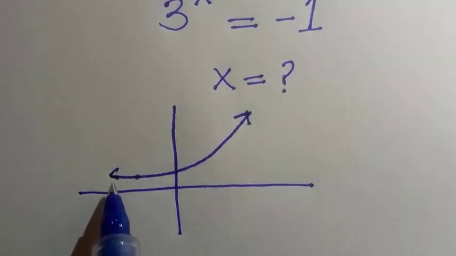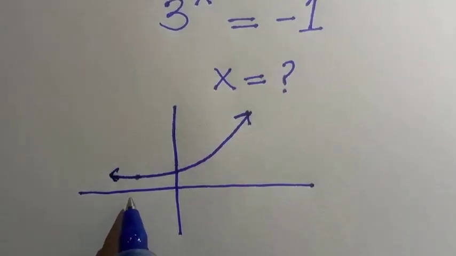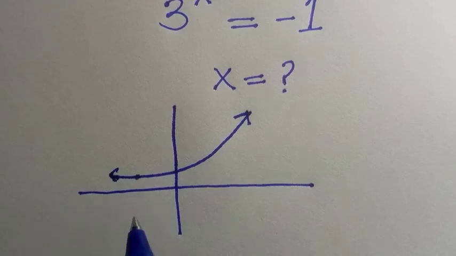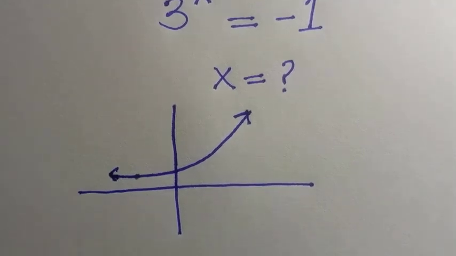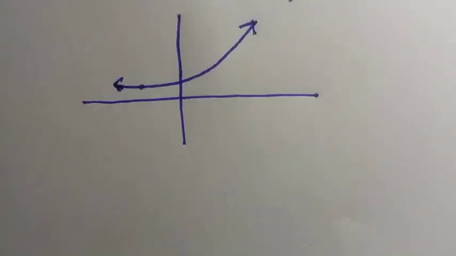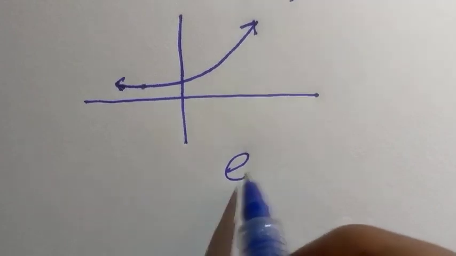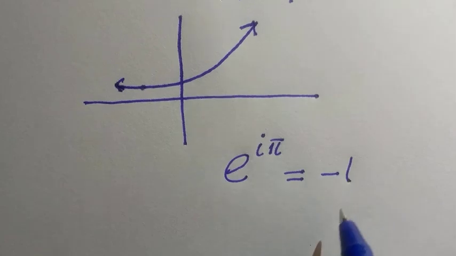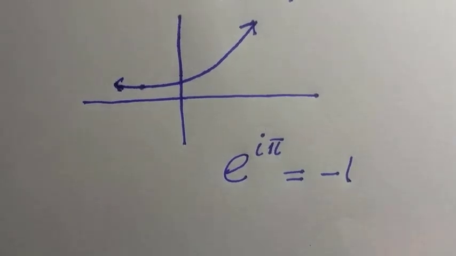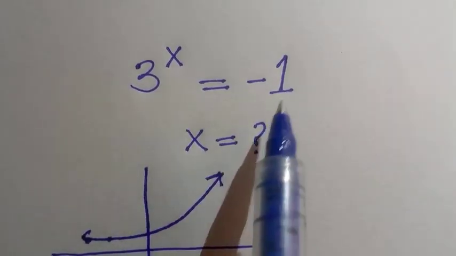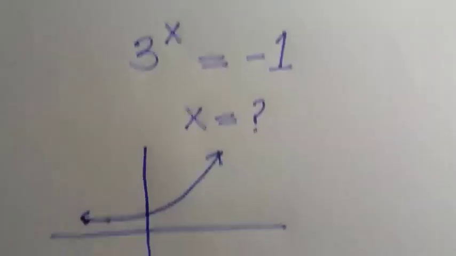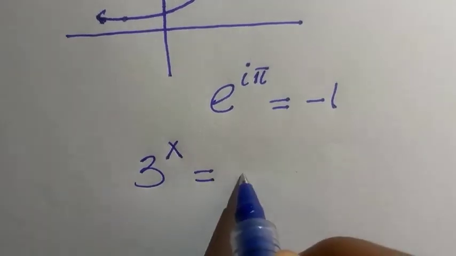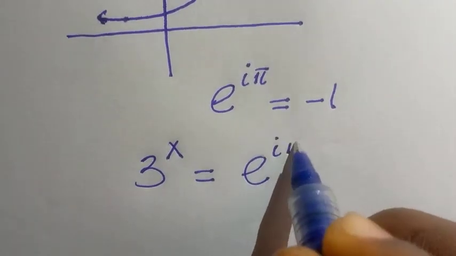It shows that the graph does not touch the real part, that is, the value of x is an imaginary value. And let's see how we can do this. Let's note that exponential of i pi gives minus 1, and we are going to replace it in this problem, where here is minus 1, then we equate it with this, and we have 3 to the power of x equals exponential of i pi.